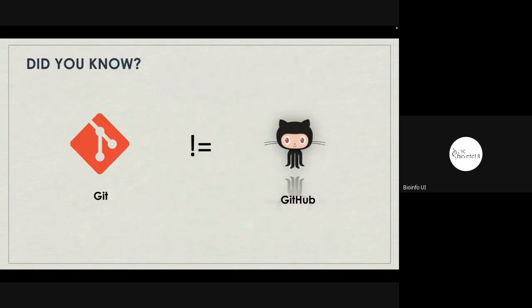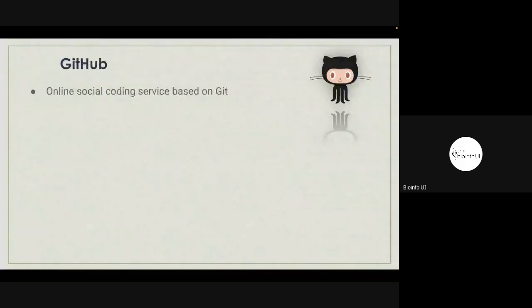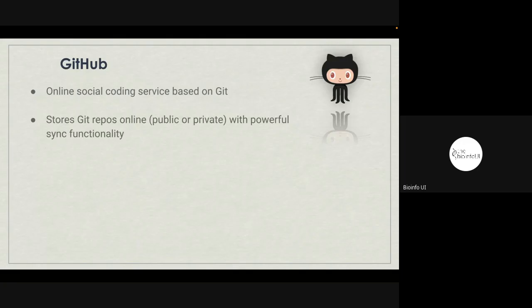So this is letting us know that Git is totally different from GitHub. Git on its own is a command line interface tool that helps us keep track of all of our files, while GitHub itself is an online social coding service based on Git. Different people making use of Git to keep track of their files can also collaborate on the platform, which is GitHub.